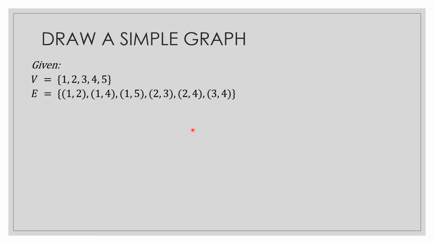Now we learn how to draw a simple graph. So what is the information given to you? V, the set of vertices, is given to you: 1, 2, 3, 4, 5. So you know that you have 5 vertices, which means you need to draw 5 dots later on. And the set of edges, you have 6 edges. There is a line that links vertex 1 and vertex 2, a line that links vertex 1 and vertex 4, a line that links vertex 1 and vertex 5, and so on.